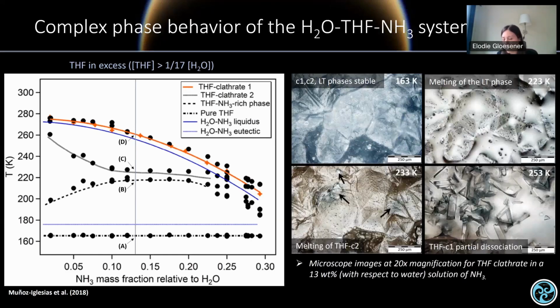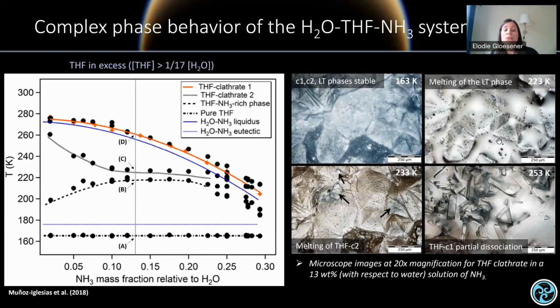So here you have microscope images of the system at different temperature. So the top left image was taken at 163 Kelvin. So it's the temperature at which we saw the solid THF melting. So in this image, you have only 3 phases that are stable, both the clathrate phases and the low temperature phase. And when you are going to increase the temperature of the system, the first phase that is going to melt is the low temperature phase.